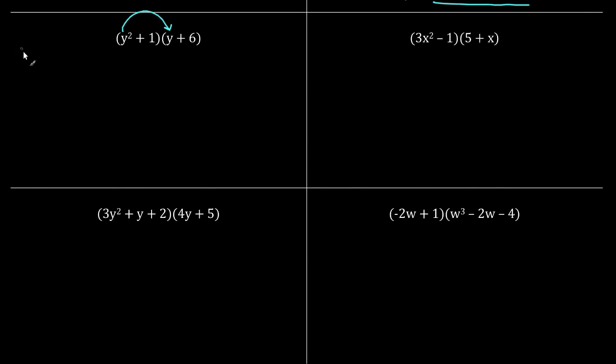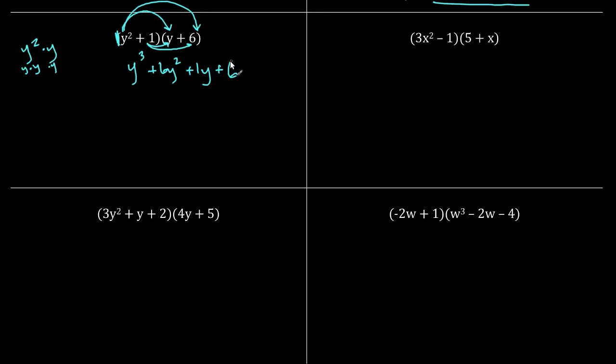So y squared times y, remember, is y times y, and then times y. So this is y to the third power. y squared times 6, so that's 6y squared. If you need to see the 1, the 1's right there. Positive 1 times y, or 1 times y is just 1y. And positive times a positive is a positive. 1 times 6 is 6.